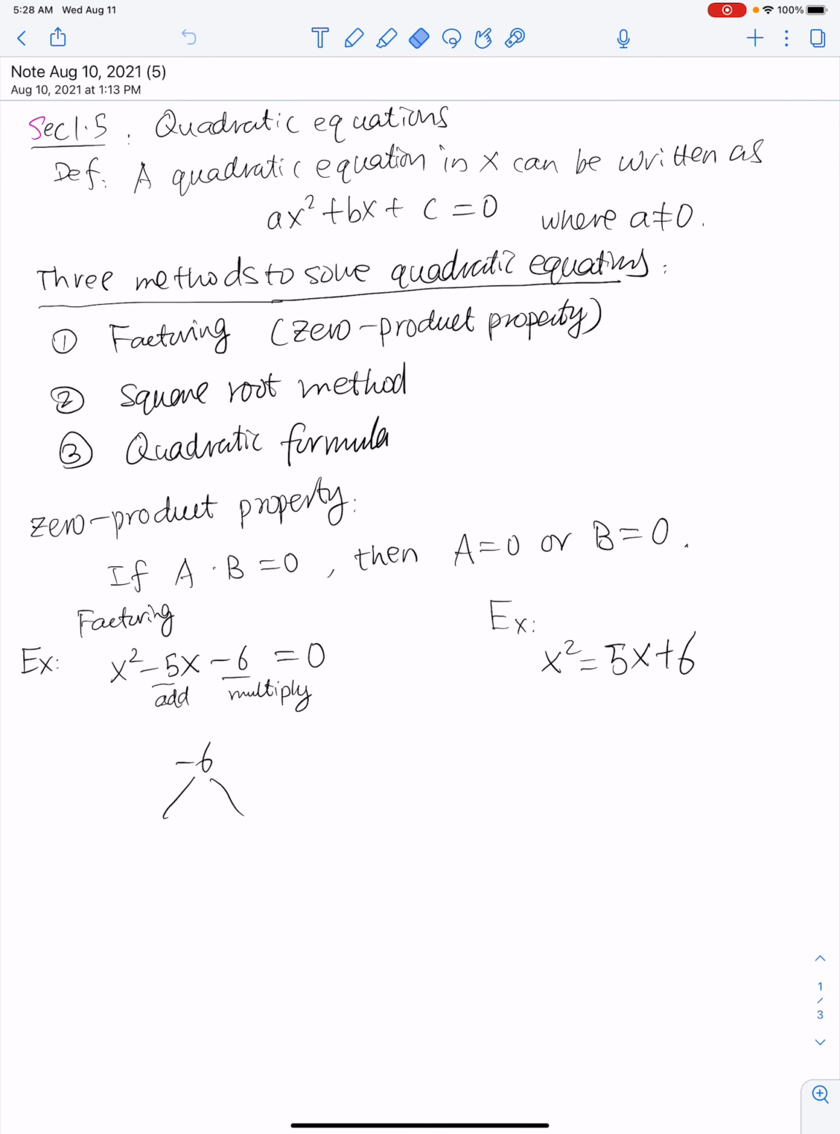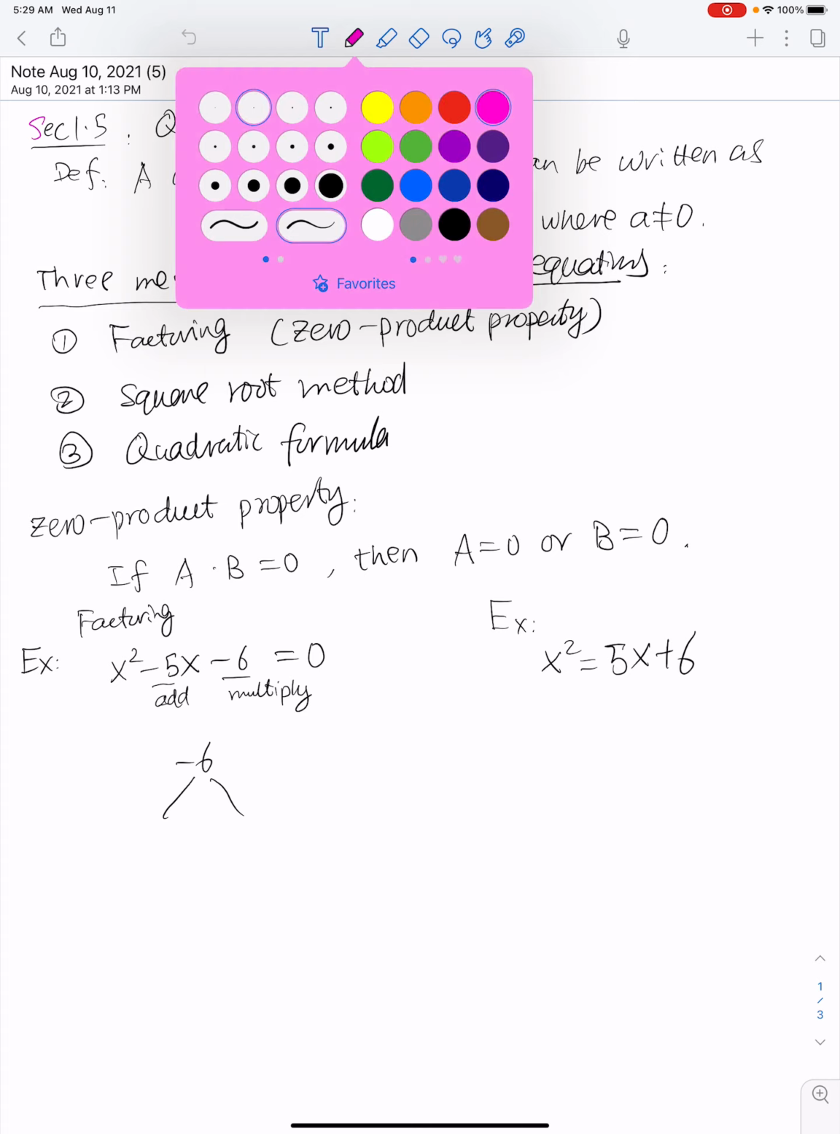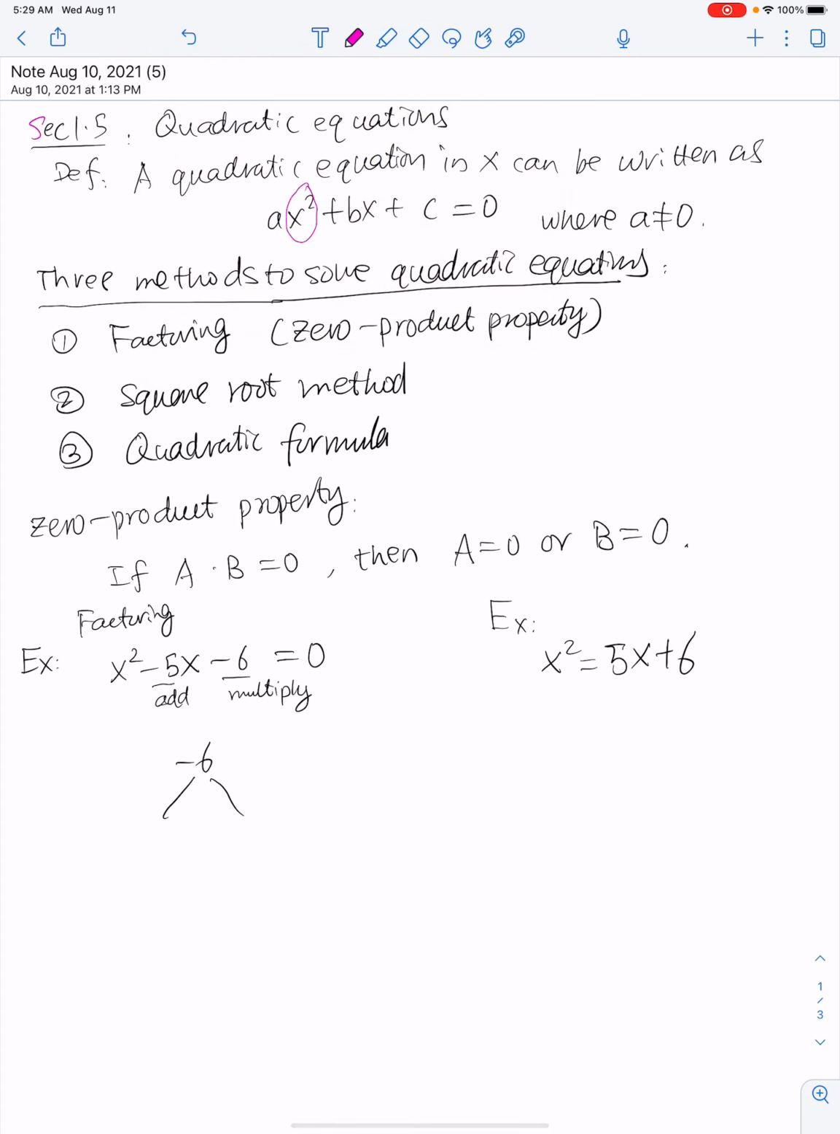So next we will talk about quadratic equations. What is a quadratic equation? A quadratic equation in x can be written as ax squared plus bx plus c equal to 0, where a is not equal to 0, because a quadratic equation means the equation is of degree 2, so you have to have the x squared term here. So a cannot be equal to 0. If a is equal to 0, you do not have the degree 2 term anymore.